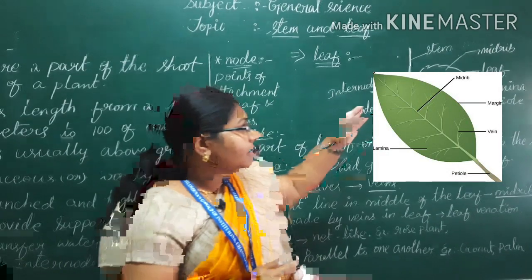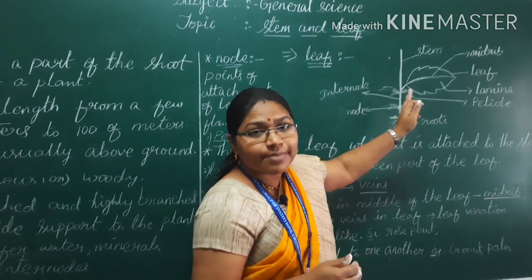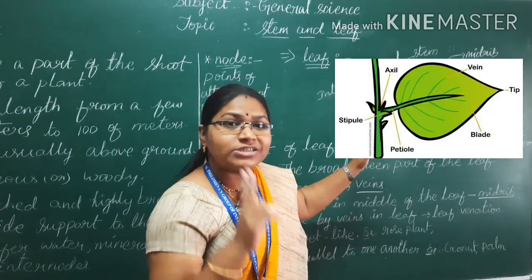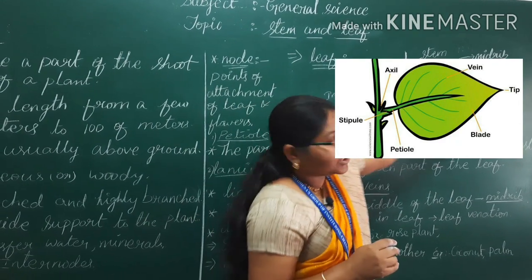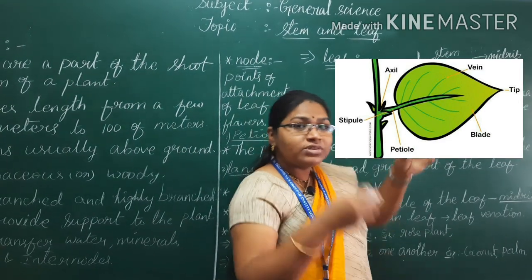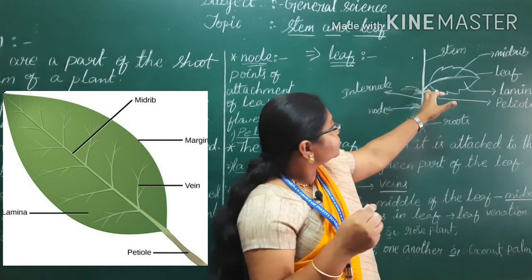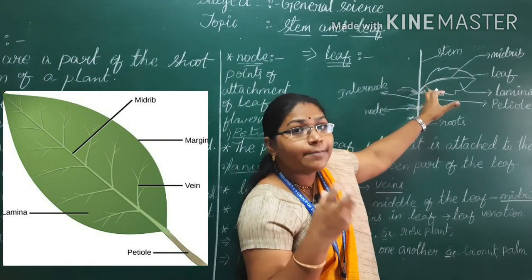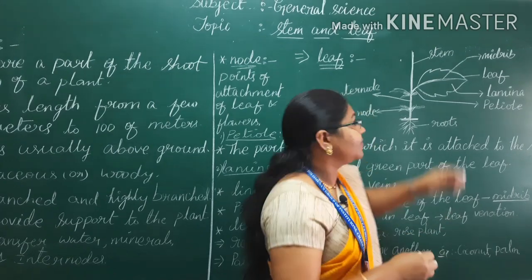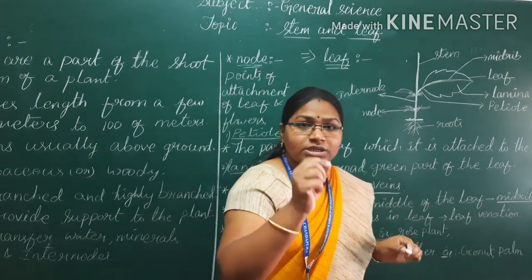Okay. So, observe this diagram, this is the leaf diagram. How is the leaf attached to the stem? Do you have any idea? Yes, the leaf contains mainly two parts. How many parts? Two parts. One is the petiole and another one is the lamina. So, what is the petiole? The part of the leaf which is attached to the stem we call the petiole.